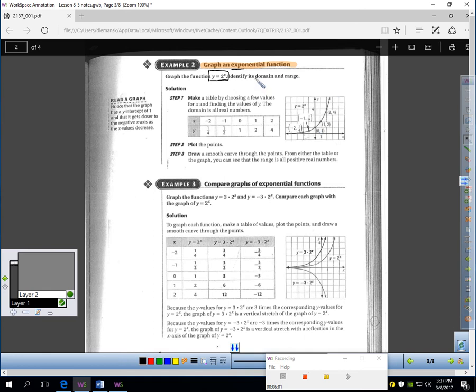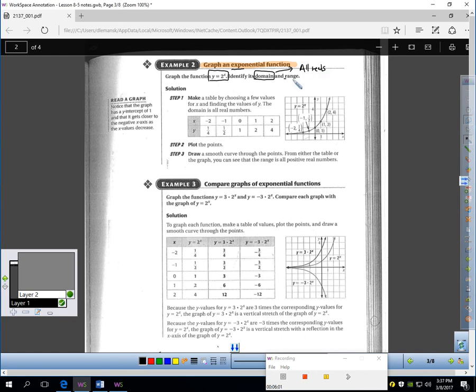Now the domain and range. The domain, what x values can I use? Well, x could be negatives, x could be 0, x could be positive. So my domain in this problem would be all real numbers. I can use anything for x.